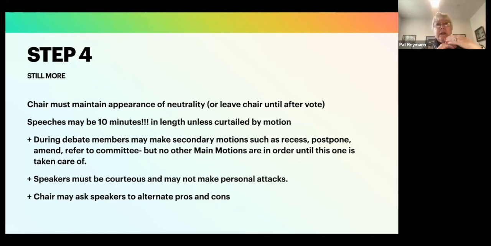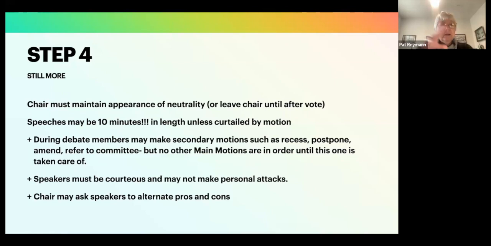So for instance, the maker of the motion gets to speak first. And by the way, the maker must speak only in favor of the motion. They cannot speak against the motion. They may ultimately vote against their motion, but they can't speak against it. So that'll be the first speaker in favor.